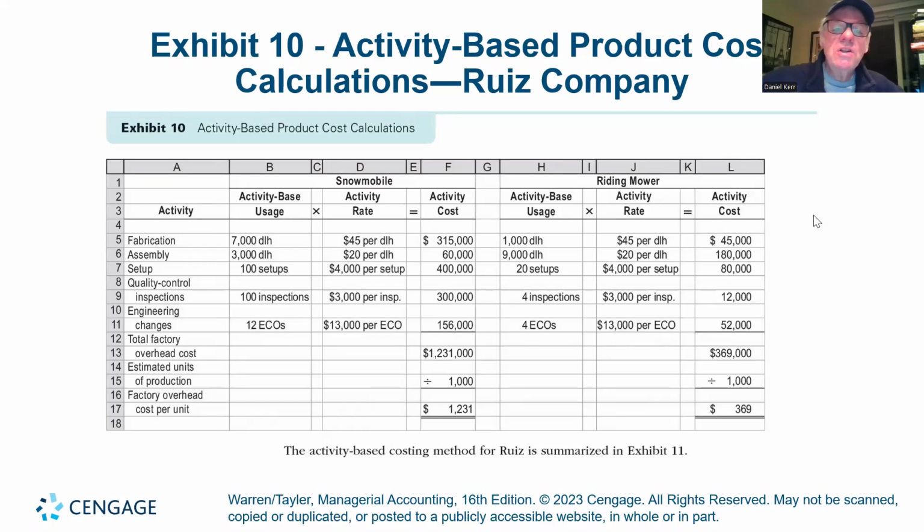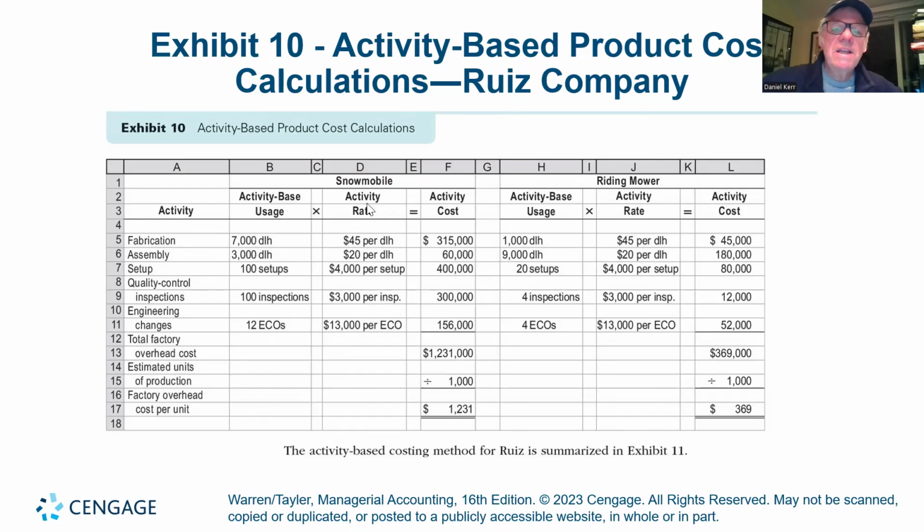So what I want you to do here, we're looking at the one we reviewed in class. This is Exhibit 10. I believe I made this as a handout as well. So the first thing you got to do is you got to get the activity rate. So activity rate for fabrication, for assembly, for setup, for quality control inspection, for engineering charges. So we got 1, 2, 3, 4, 5 different activities. So you got to come up with the cost, the activity rates.